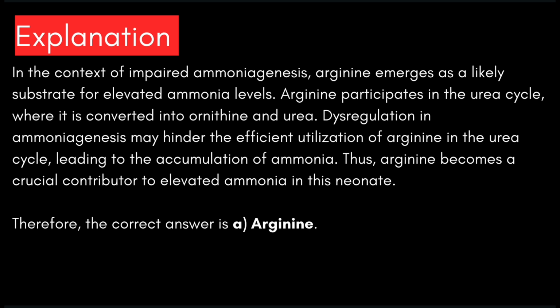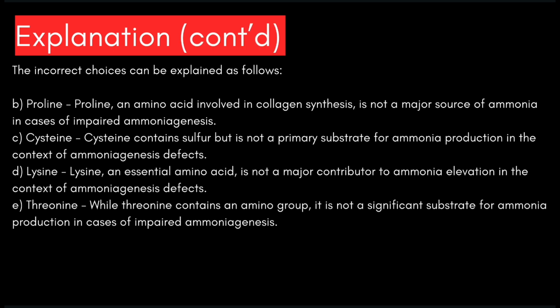Let's go ahead and see why the other answer choices are incorrect. Proline. Proline is an amino acid involved in collagen synthesis and is not a major source of ammonia in cases of impaired ammonia genesis. Cysteine. Cysteine contains sulfur but is not a primary substrate for ammonia production in the context of ammonia genesis defects. Lysine, an essential amino acid, is not a major contributor to ammonia elevation in the context of ammonia genesis defects. While threonine contains an amino group, it is not a significant substrate for ammonia production in cases of impaired ammonia genesis.